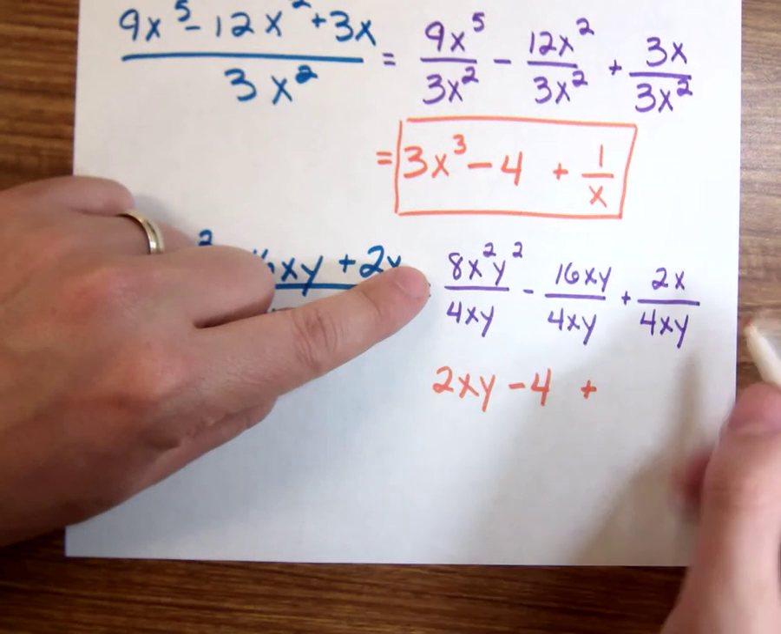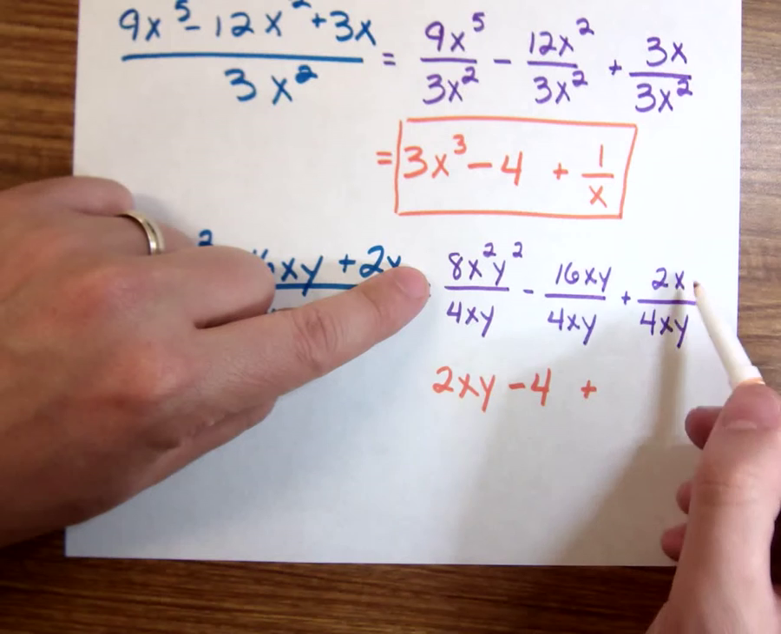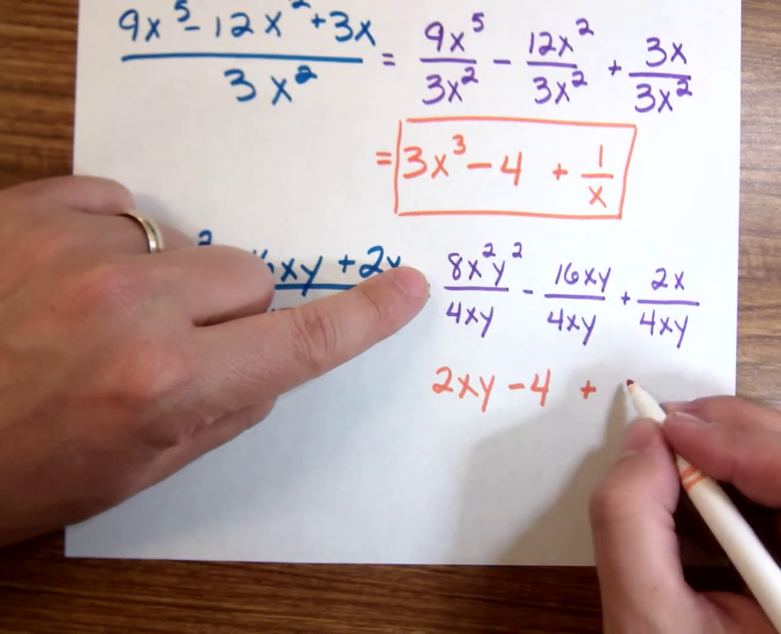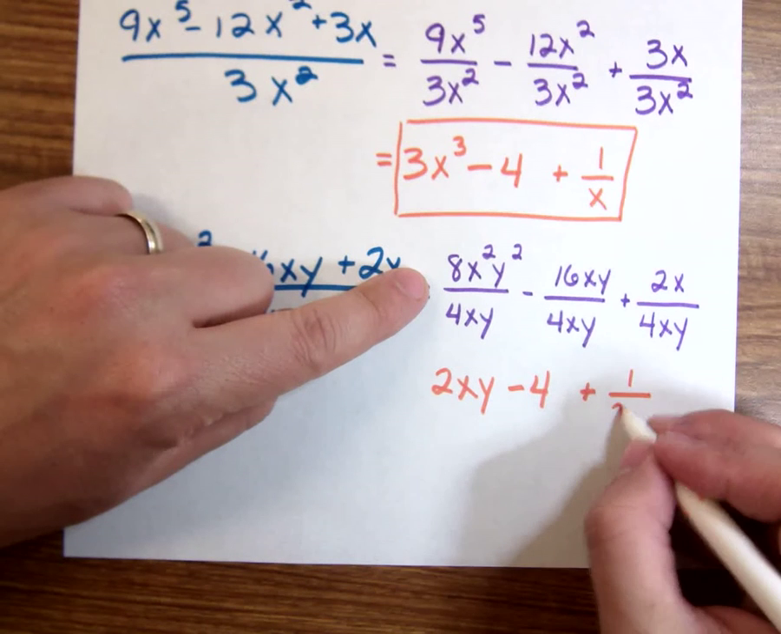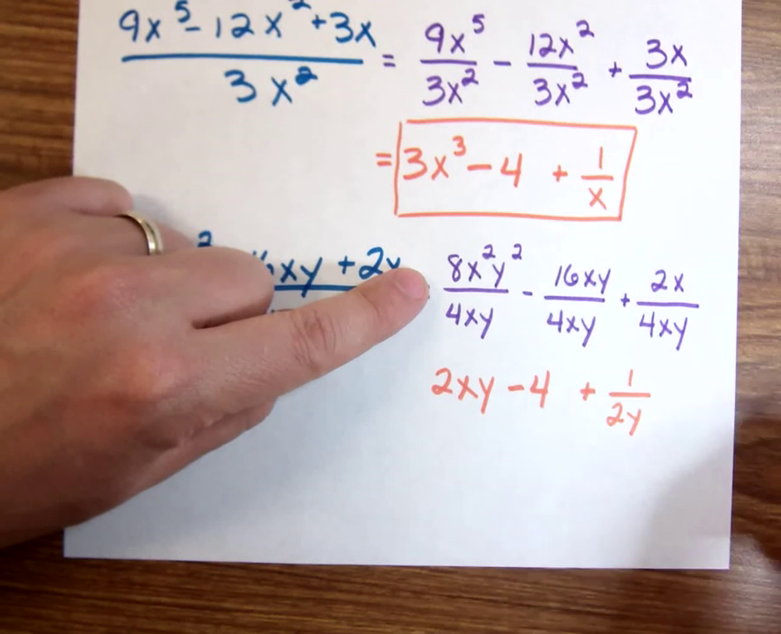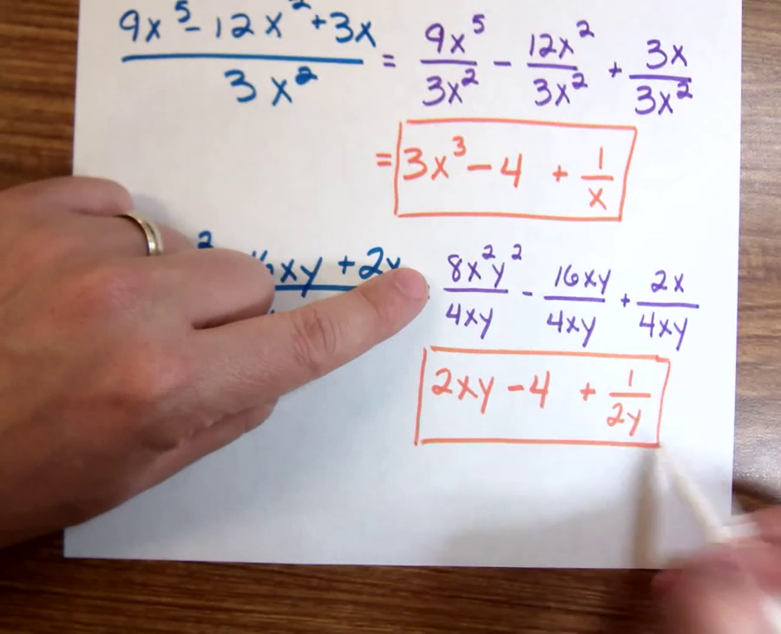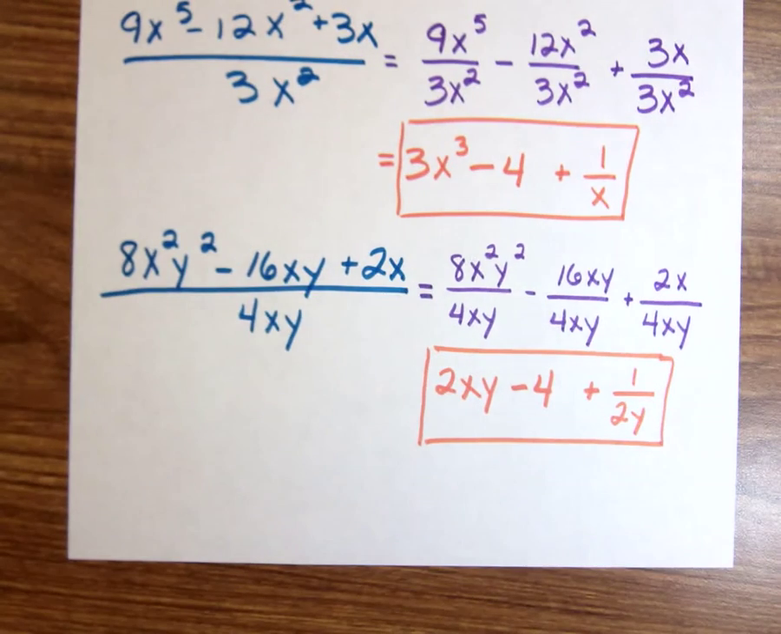Plus, so the x's are going to cancel, right? Yep. And the 2/4 reduces to 1/2. And the y is on the bottom. And that's how you divide by a monomial. Yeah, it's really not too bad.